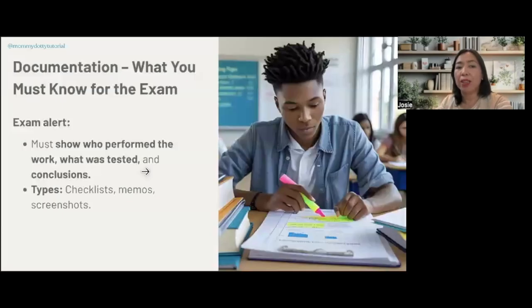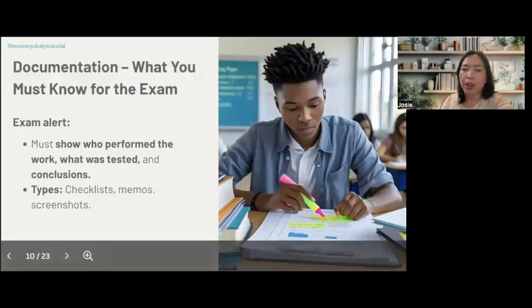Okay, documentation, what you must know for the exam. So documentation is your audit trail, right? From the word documentation, there should be a paper document, okay? On the CPA exam, expect questions like, what's missing from this working paper? Key rule: if it's not documented, it means it wasn't done. So exam alert: you must show who performed the work, what was tested, and the conclusions. And also the types of documentation. You have the checklist, memos, screenshots. Okay.